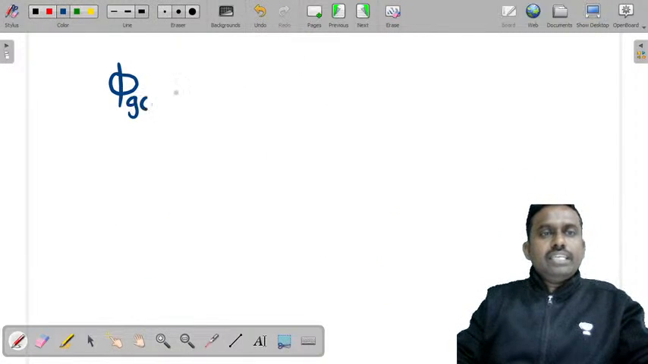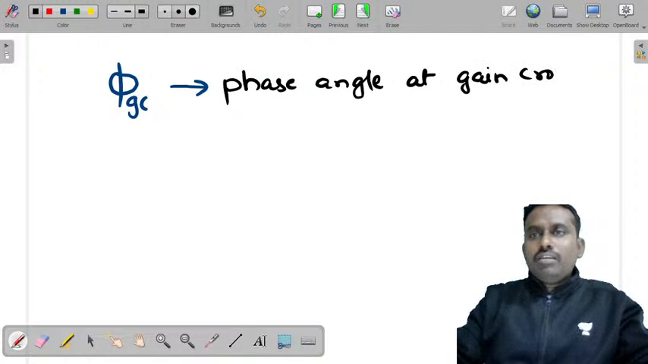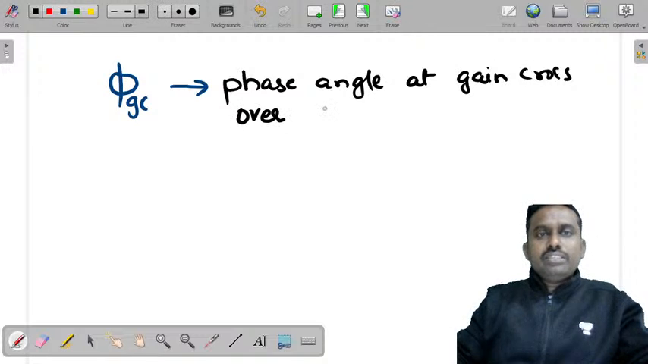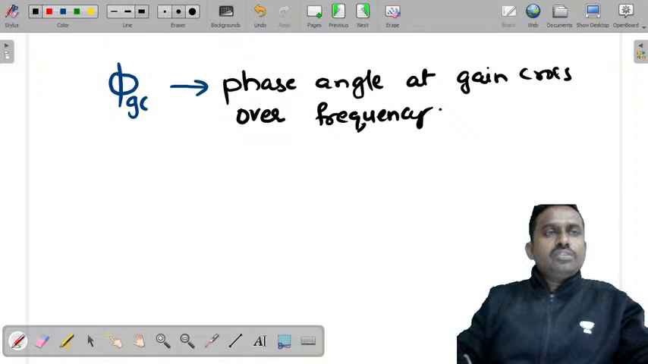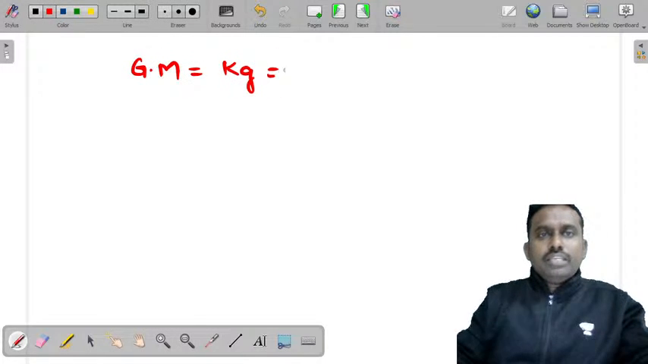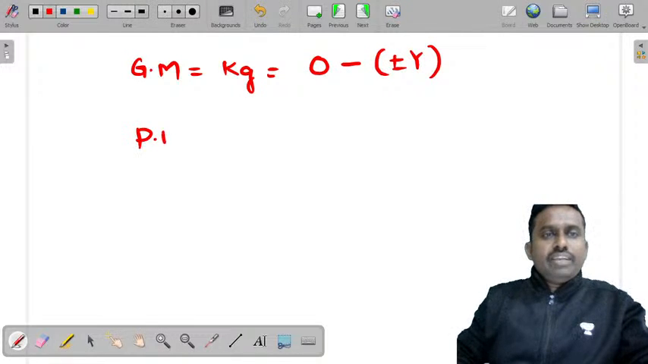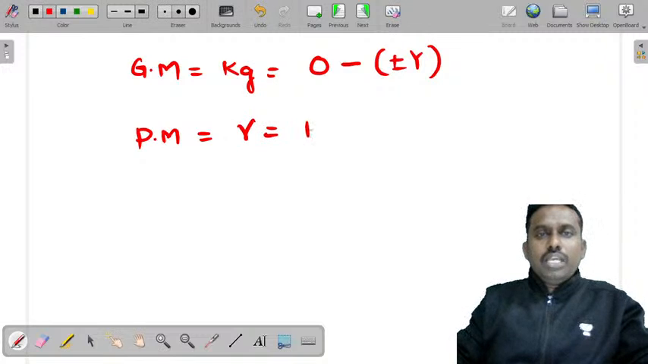You need to know that this is the phase angle at gain crossover frequency. This is the phase angle at gain crossover frequency. So finally you can write, this is what is important, gain margin is equal to 0 minus plus or minus y, and the phase margin gamma is equal to 180 plus phi GC.